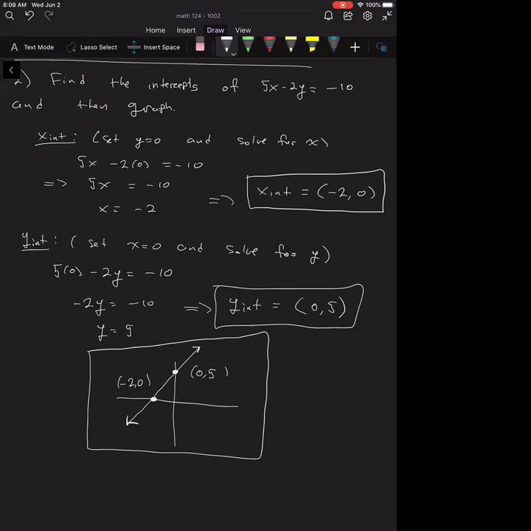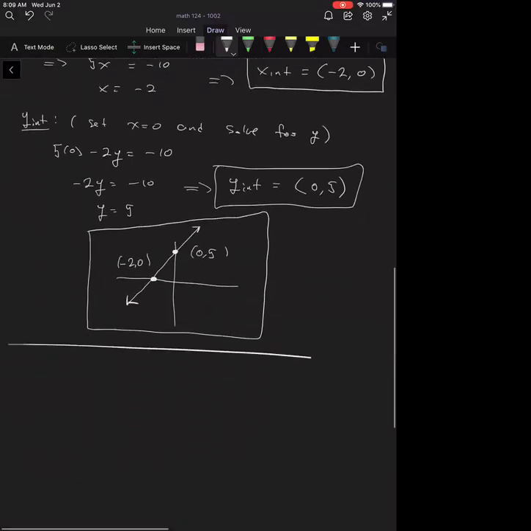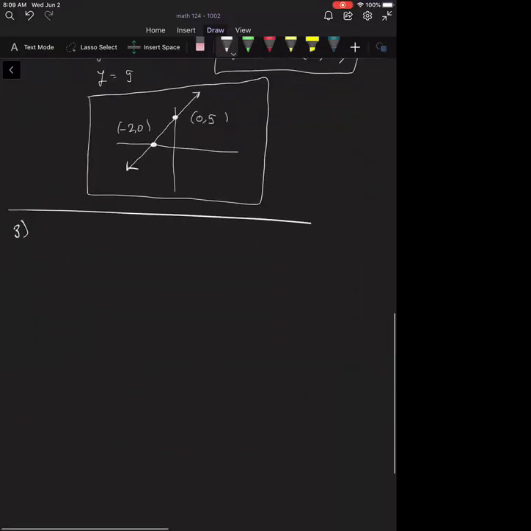So next question, what do we got? Let's do number 3 as well. So this is going to be a distance formula question. So we want to find the distance between these 2 given points. So find the distance between 5, 8 and minus 1, 5.